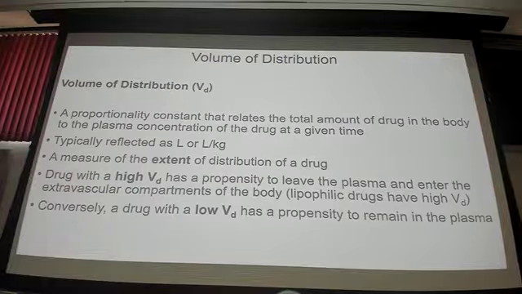And so volume of distribution is a theoretical value that essentially is telling us what the drug is doing in the body, whether it's staying in the blood or it's leaving the blood. If it leaves the blood, that means that it has properties such as lipophilicity, and that means the drug is going to have a higher volume of distribution. If it's highly protein bound, it's going to have a low volume of distribution and it's going to remain in the plasma.